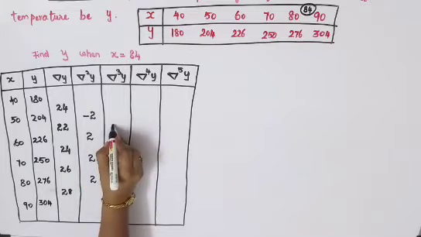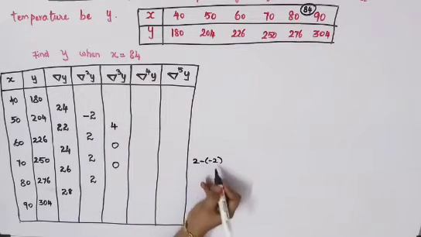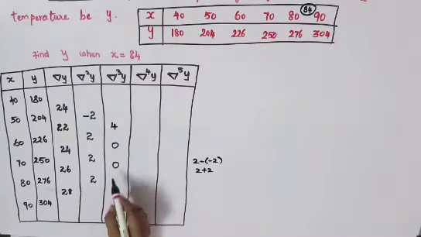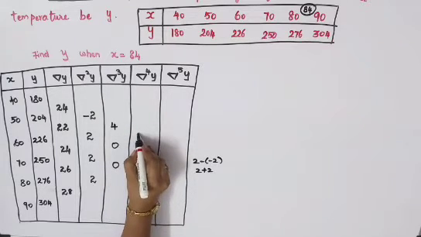So 2 plus 2 will become 4. If you want you can write it and see 2 minus of minus 2. This will become plus. So 2 plus 2 is equal to 4. Again 0 minus 0 is 0 itself. 0 minus 4, so you will get minus 4.